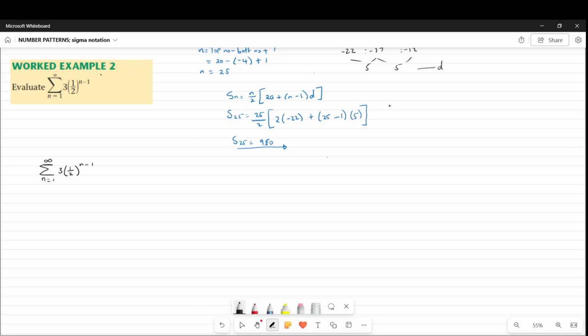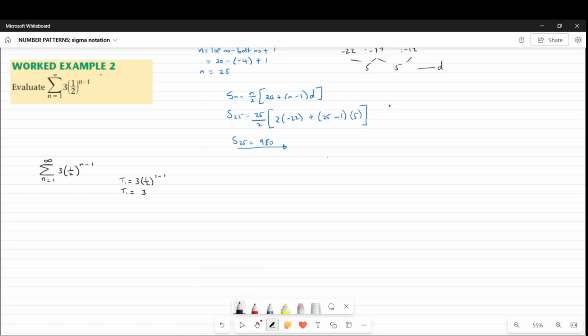So now as you can see, this is infinity over here, so we are working with sum to infinity, right? So now we need to get at least the first 3 terms. As you can see, we start with 1. So our T1 is going to be 3 open bracket 1 all over 2 close bracket to the power 1 minus 1. So T1 is just going to be 3, right?